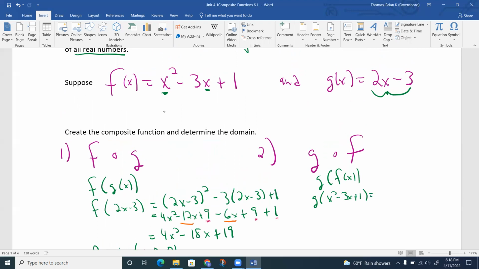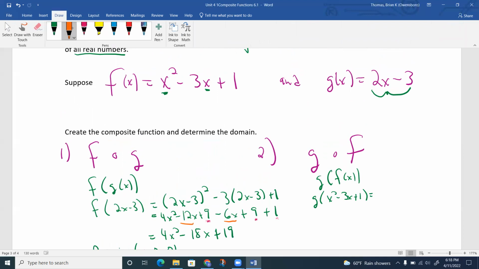What happens though is I have to replace x in the g of x function. So what we have to pick up on is this here has to go in place of this x in the g function up here. So what we do then is we have 2 times x squared minus 3x plus 1. That goes in for x. And then we have this minus 3. So we have that expression.